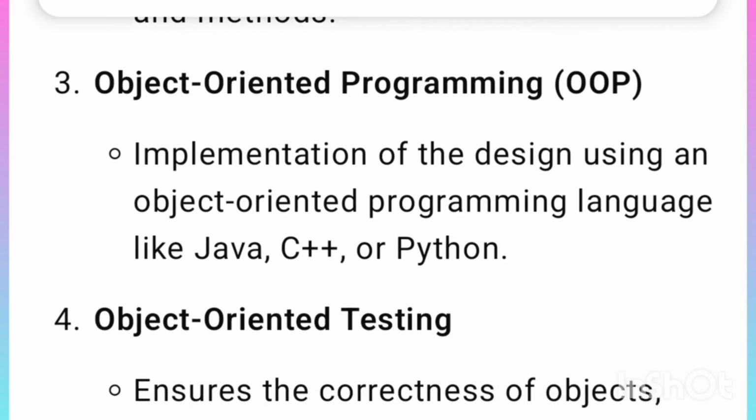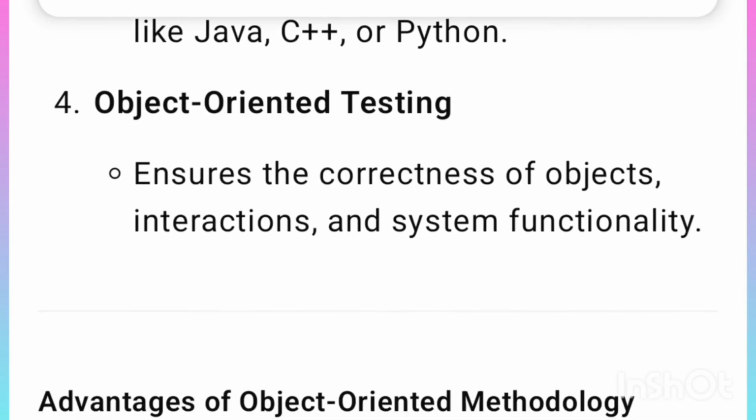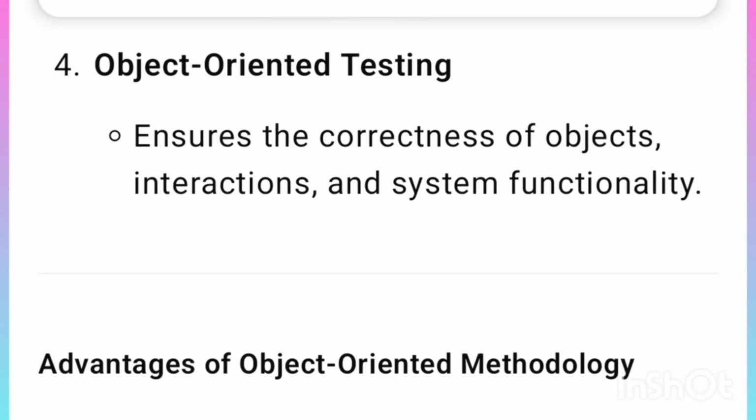3. Object-oriented programming, OOP. Implementation of the design using an object-oriented programming language like Java, C++, or Python. 4. Object-oriented testing ensures correctness of objects, interactions, and system functionality.